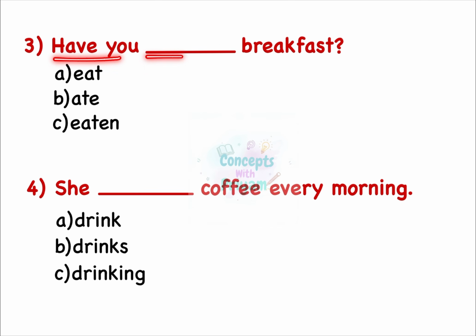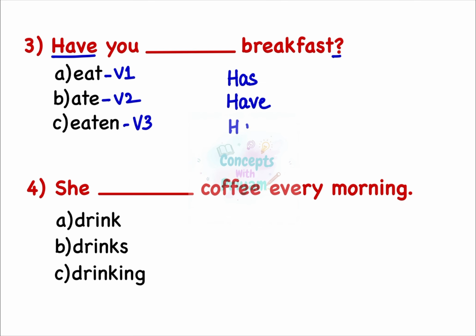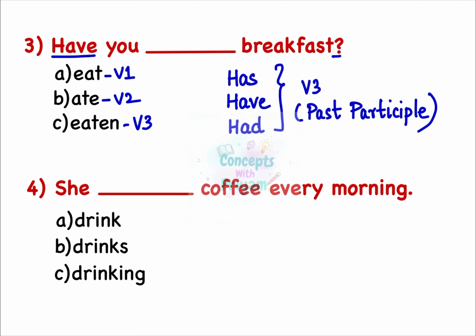Number 3. Have you blank breakfast? Eat, ate, eaten. Eat is verb 1. Ate is verb 2. Eaten is verb 3. The keyword here is have and it's a question. And whenever you see a question starting with has, have, had, it takes the verb 3. That is the past participle form of the verb. So the correct answer is eaten. Have you eaten breakfast?